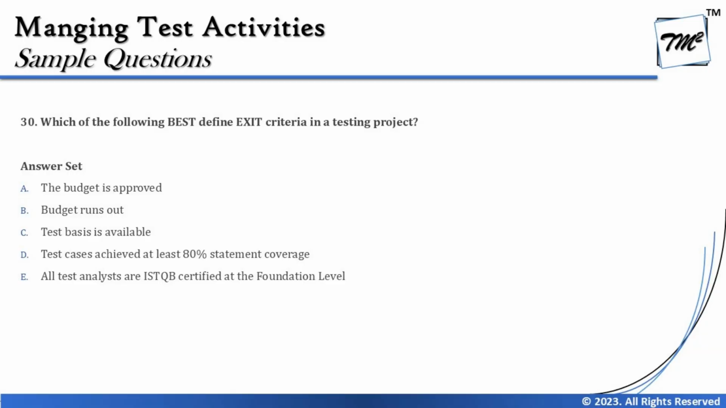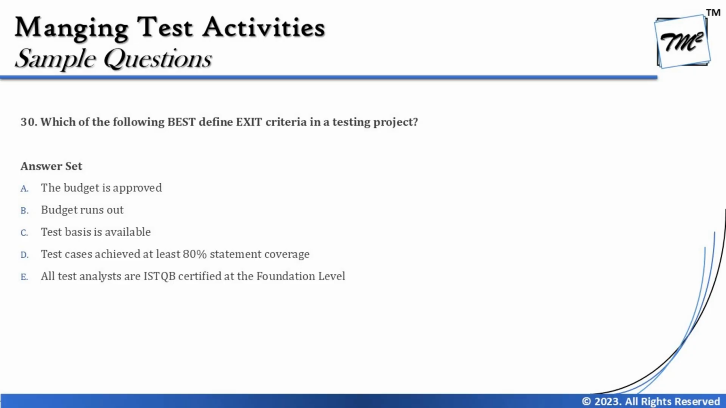Okay. Option B says budget runs out. Of course, budget running out is a very bad termination criteria and can be included in the exit criteria, saying that we do not have any more budget to do testing and this is where we have to stop it. So this could be another way of saying exit criteria. Whereas option C says test basis is available. Test basis is available is straightforward entry criteria because when it is available, we get started with analyzing the basis and finding anomalies in it.